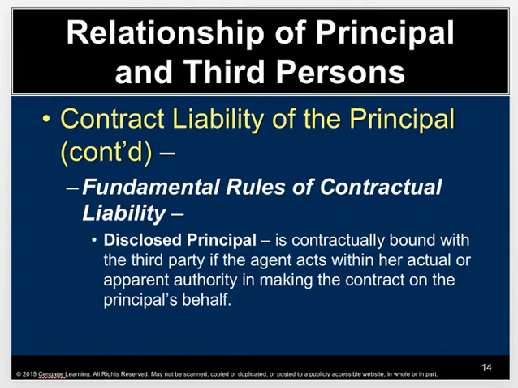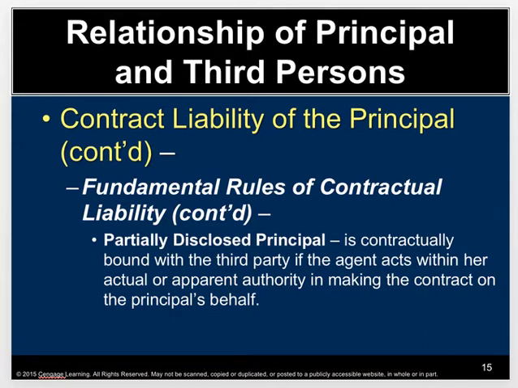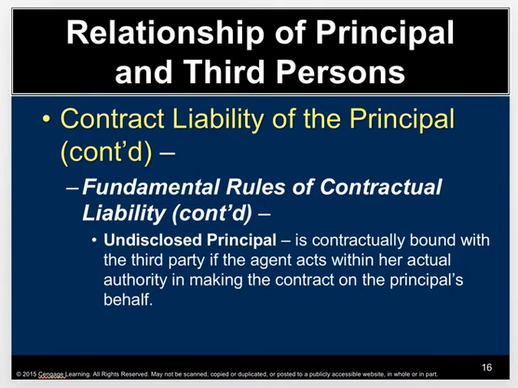Now, there are some fundamental rules of contractual liability. If we have a disclosed principal, that disclosed principal is contractually bound with a third party if the agent acts within her actual or apparent authority in making the contract on the principal's behalf. It's very similar to that slide we had seen before with the arrows. If we have a partially disclosed principal, then that partially disclosed principal is contractually bound with a third party if the agent acts with her actual or apparent authority in making the contract on the principal's behalf. So again, under either of those scenarios, the principal is always going to be liable.